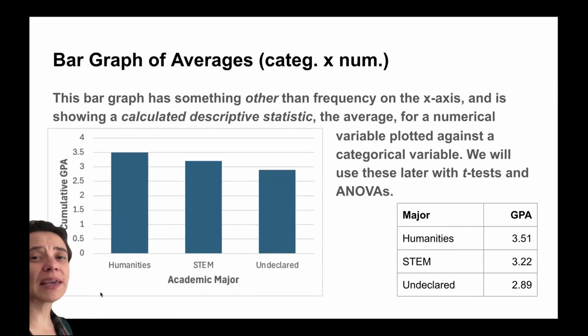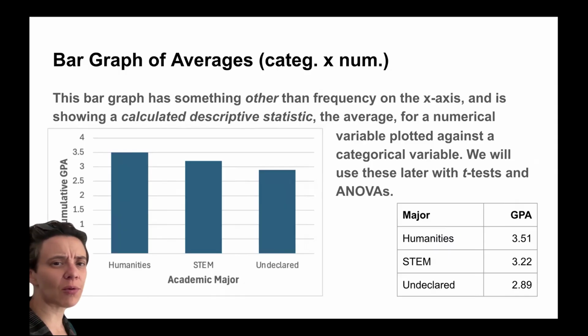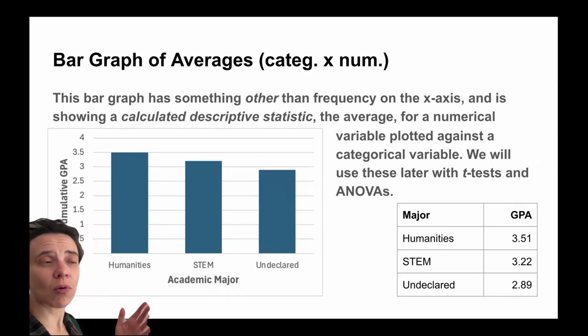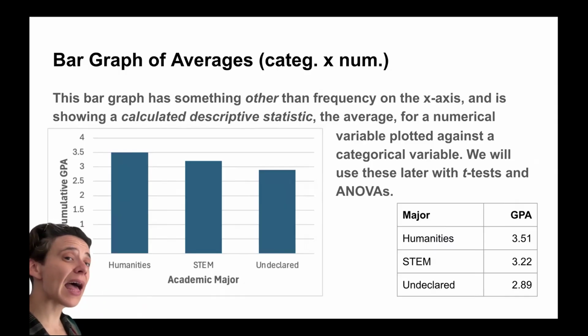If you are working with one categorical and one numerical variable, you can get past frequencies and might calculate averages. Here we've got another kind of bar graph showing the average GPA for the students in the different majors. On the x-axis, you have a categorical variable, and on the y-axis, you have your numerical, or numerical-ish calculated, variable. When you have something like that, a bar graph is great for showing that information.